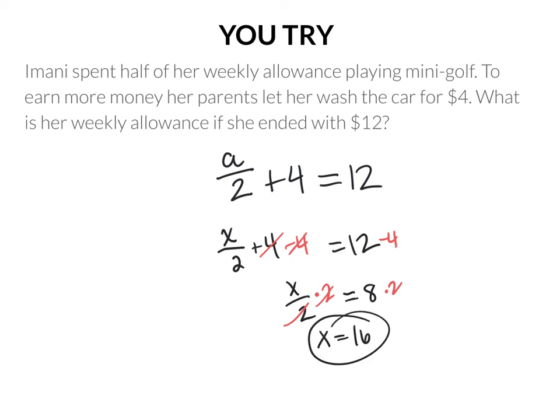This means that Imani makes $16 a week in allowance, spent half of it playing golf, that leaves us with 8, and then earned $4 for washing the car, which is how she ended up with $12.